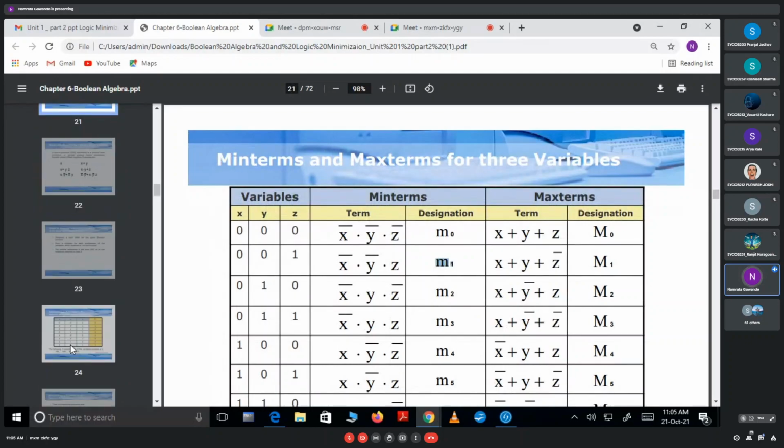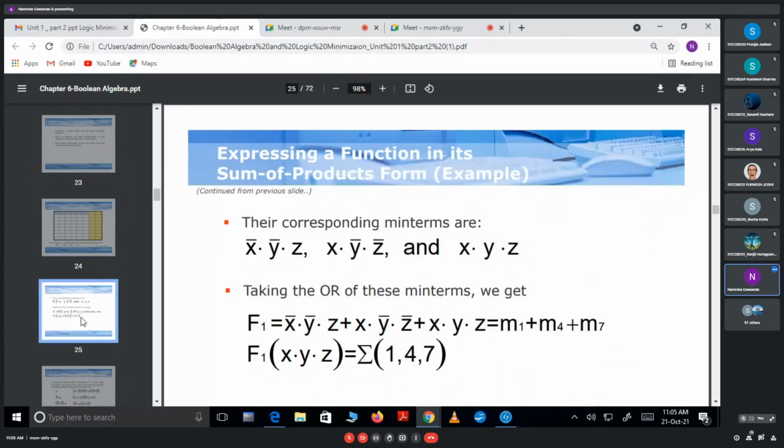Okay, so here it is written: M1, M4 and M7. So we have written those notations here. Okay, these are known as short notations. And after that, what you can see, finally, this form is now written in terms of this form.